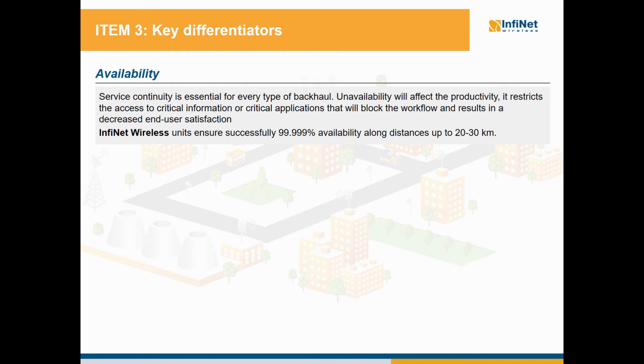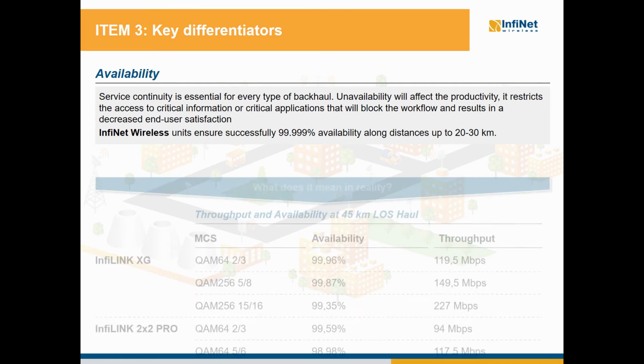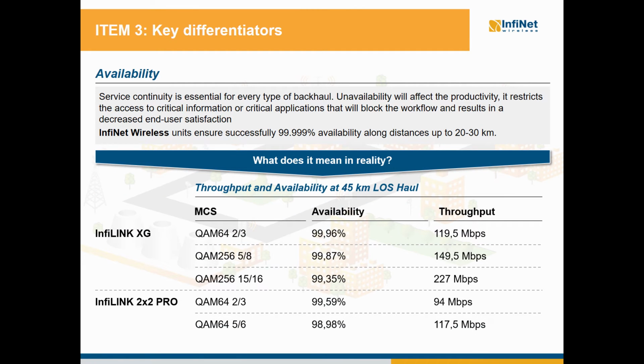Since service continuity is essential in every case, the backhauling solution must offer increased availability. Infinet units can ensure 99.999% availability over distances of up to 20-30 kilometers. We can get a real feel about the actual performance by checking the sample results for a 45-kilometer long backhaul link in terms of availability and throughput.